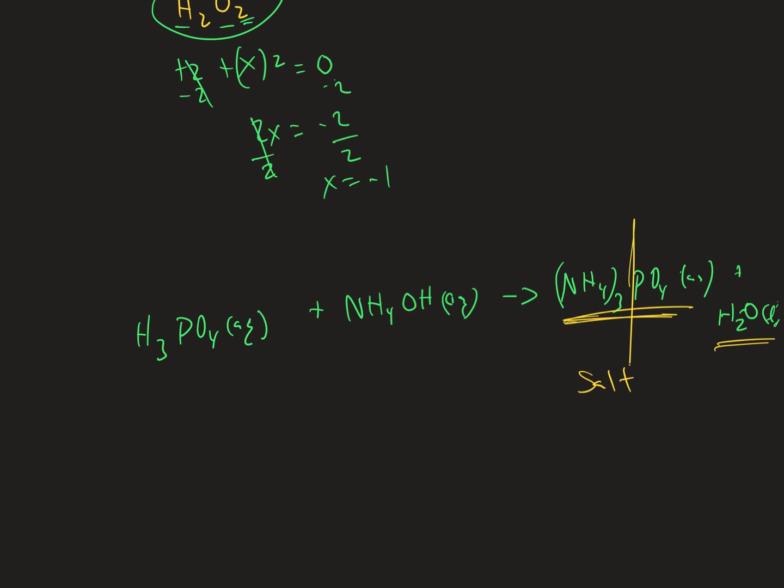Here's another way. We have H plus as the cation. And over here, we have OH minus as the anion. This is the acid, this is the base. That's how we tell if it's an acid and a base. Makes this an acid-base reaction.